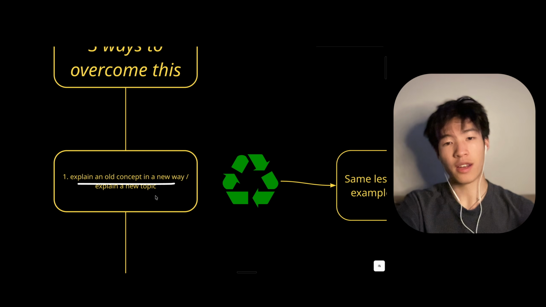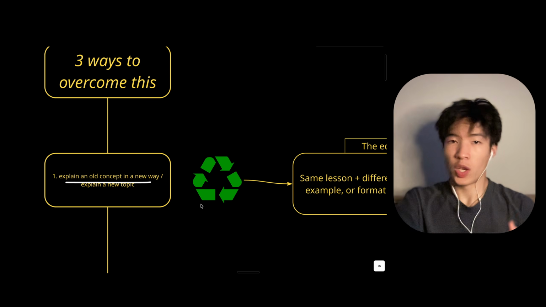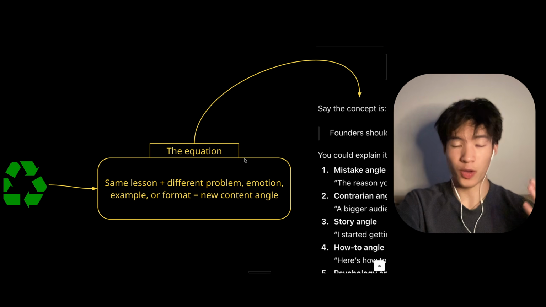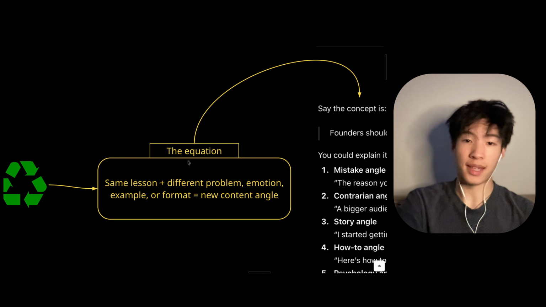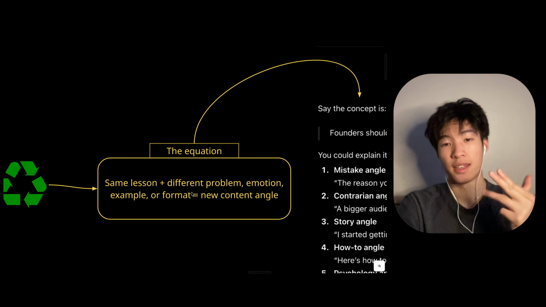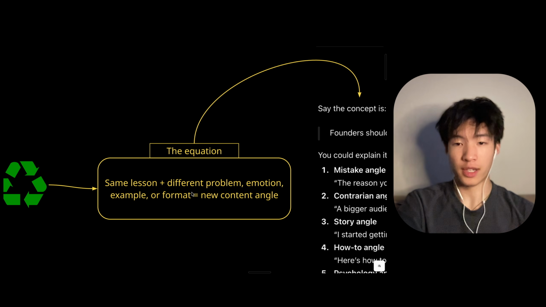One is to explain an old concept in a new way, also called the recycled framework. And this equation should explain it. It's where you apply the same lesson, but with a different problem, different emotion, different examples, and different formats. And what that results in is a new content angle.